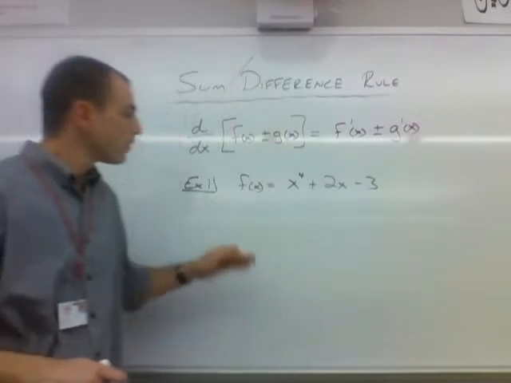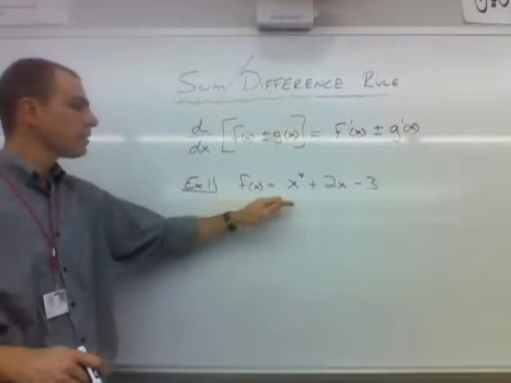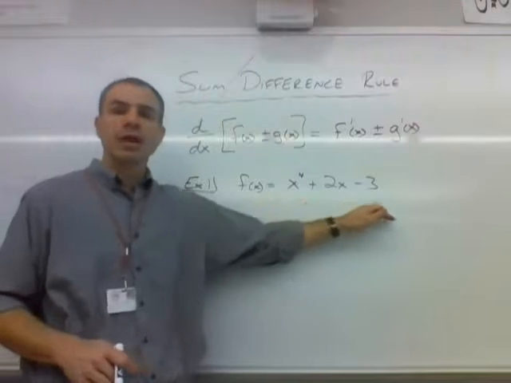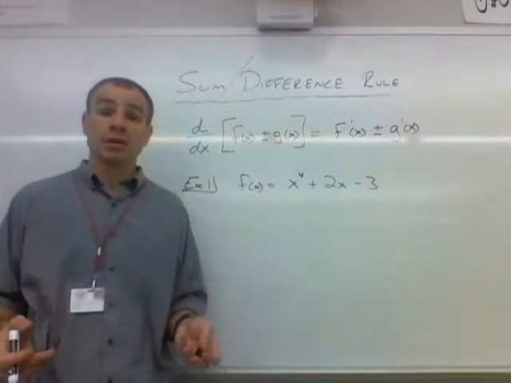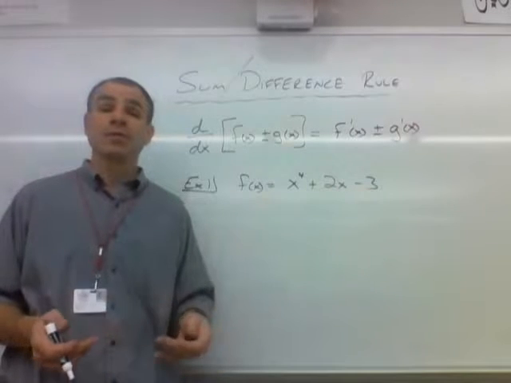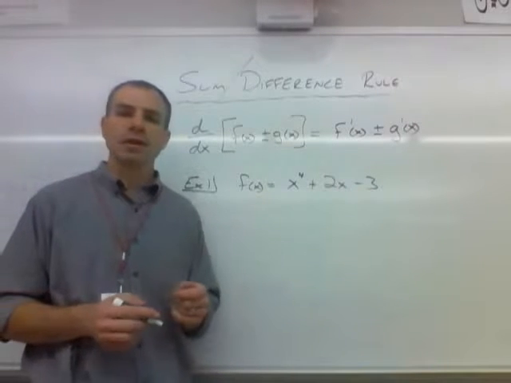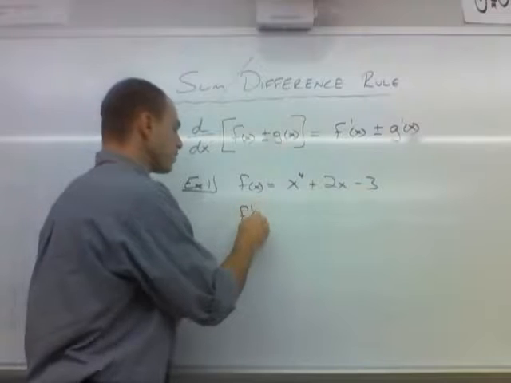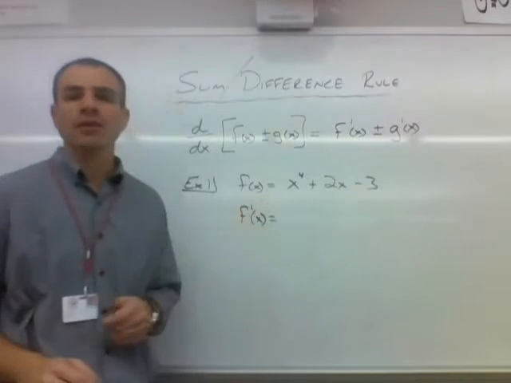So if we look at this example right here, f of x is equal to x to the fourth plus 2x minus 3. So we have three terms. They're all connected by either a plus or a minus. So the sum difference rule says just derive each term individually. So f prime of x, we start by deriving x to the fourth.